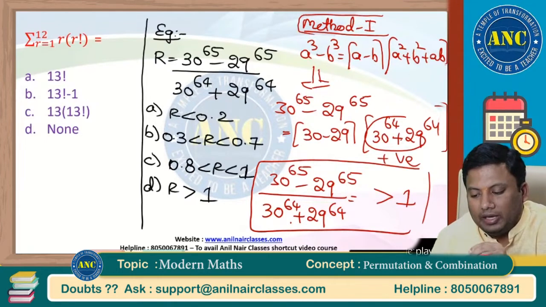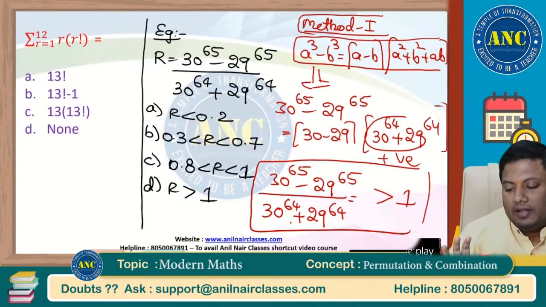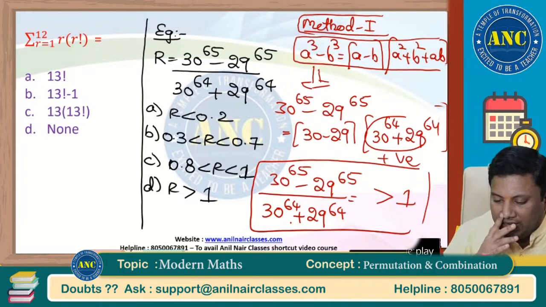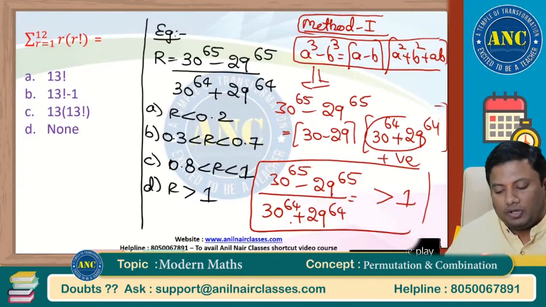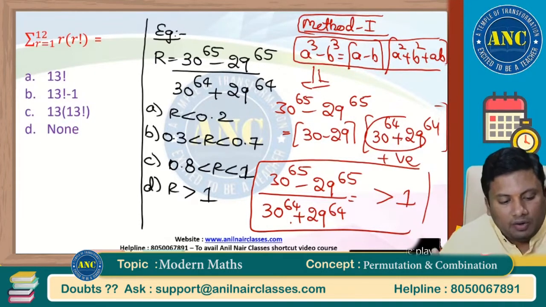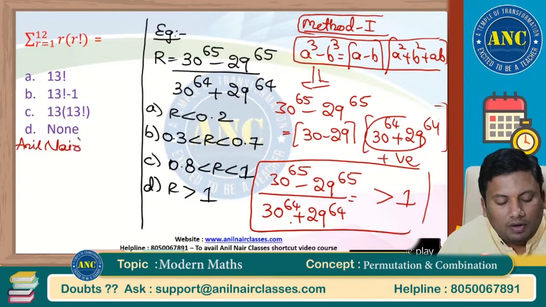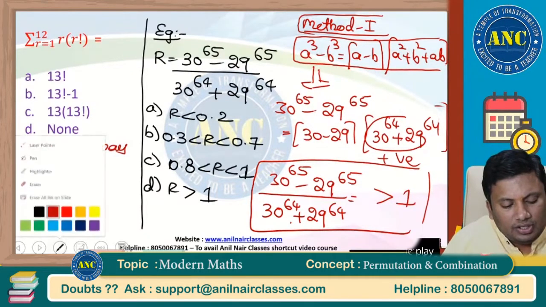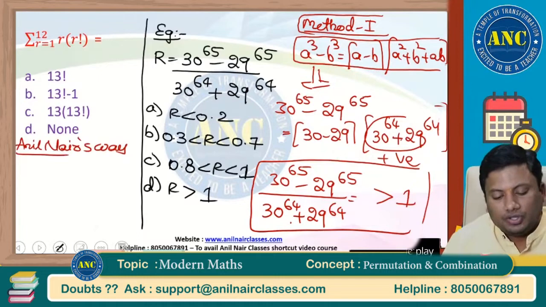A cube minus B cube is A minus B into A square plus B square plus AB. So 30 power 65 minus 29 power 65 is (30 minus 29) into (30 power 64 plus 29 power 64 plus positive). This divided by this value is 1 plus positive, so the answer is greater than 1. Now, how I looked at this question in the examination is different; this is the generic method. Now, how should my student solve it?